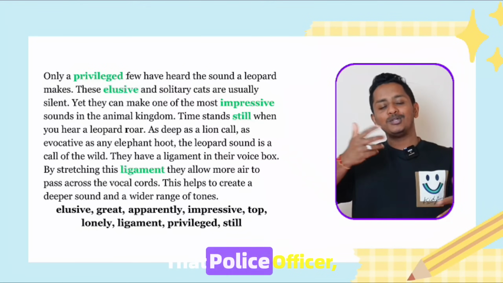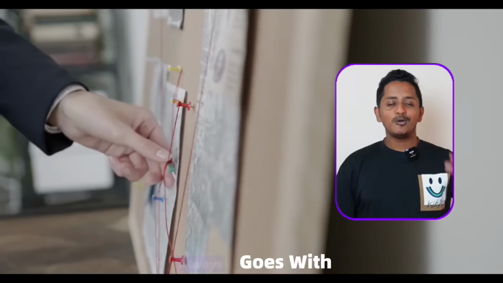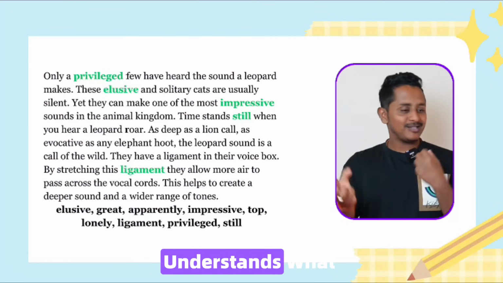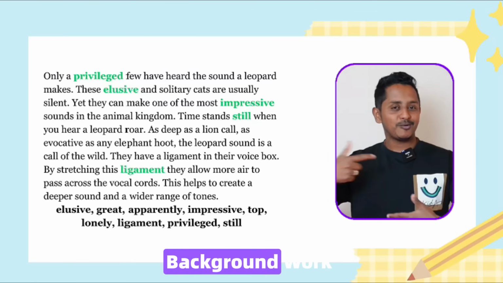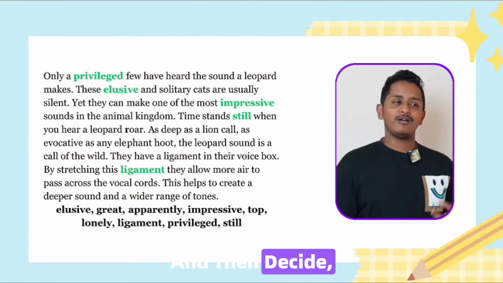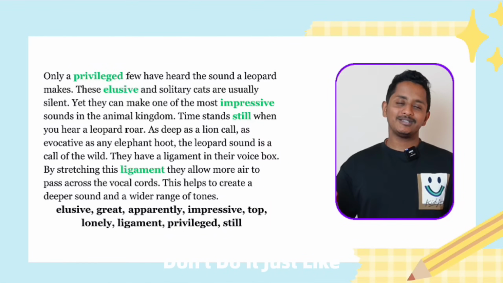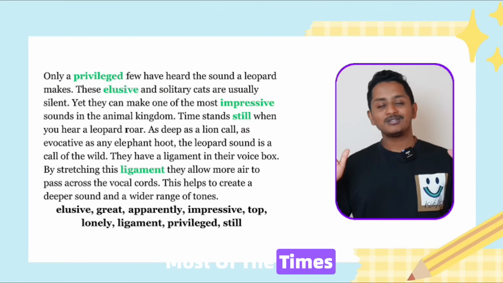You're going to inherit that police officer, a good police officer who always goes with the clues, takes his time, understands what is what, does some background work and then decides, oh, he is the killer, and then you decide, oh, this is the answer. You don't do it just like that. If you do, most of the time it will go wrong.